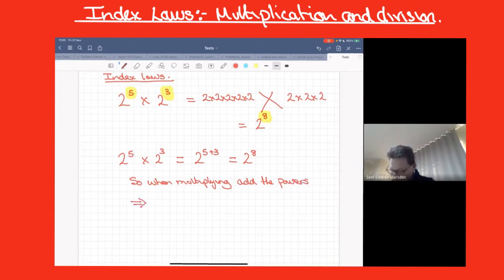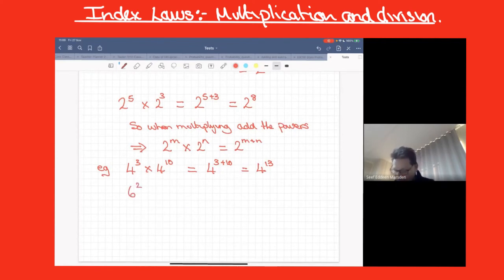Therefore, 2 to the power of any number m times 2 to the power of any number n is the same as 2 to the power of m plus n. And this works in any base. So example, 4 to the power of 3 times 4 to the power of 10 is equal to 4 to the power of 3 plus 10, which is equal to 4 to the power of 13.